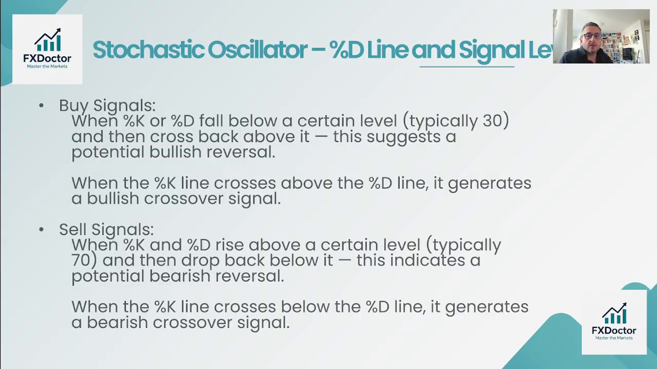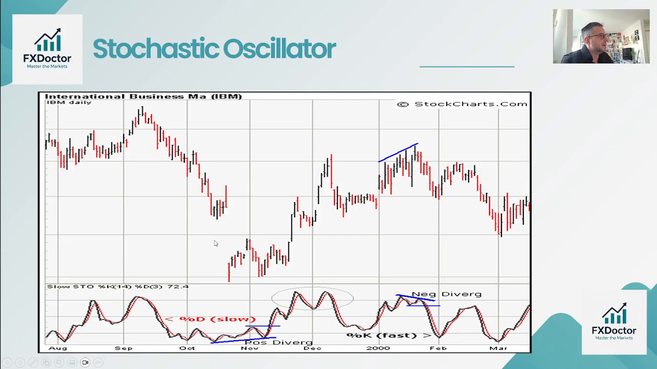Yes, there is a negative divergence on stochastic too. It works like this: when K or D fall below a certain level, typically 30, and then cross 20, and then cross back above it, this suggests a potential bullish reversal. Okay, sell signal.